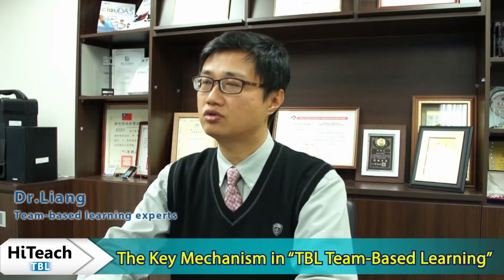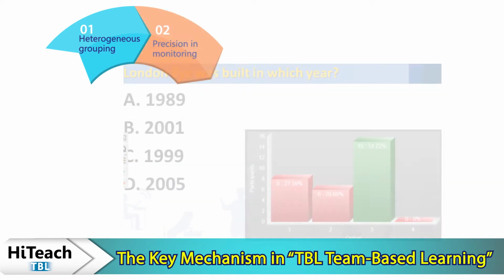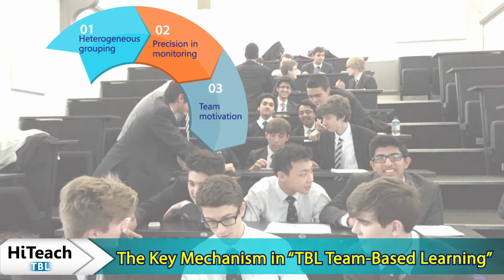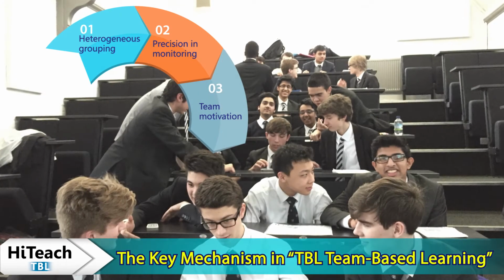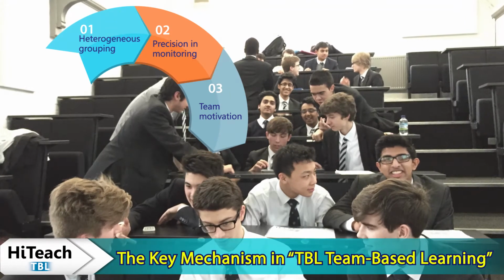Team-based learning has the following key mechanisms. Number 1. Heterogeneous grouping. Balance group cooperative resources and create mutual aid opportunities. Number 2. Precision in monitoring. Understand the level of individuals, groups, and their entire class. Number 3. Team motivation. Inspections and sampling questions by teachers to promote group discussions and learning.